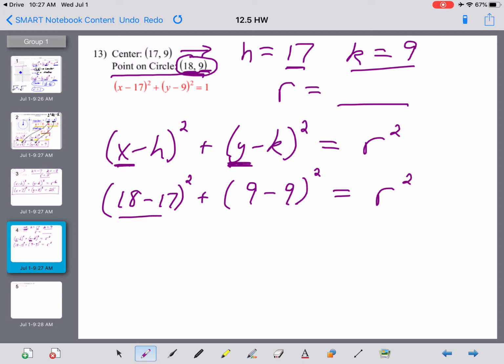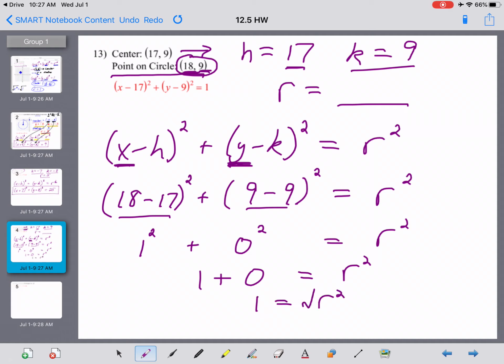The 18 minus 17 is 1 squared, plus the 9 minus 9 is going to be 0 squared. That equals r squared. Usually this will be more interesting, but for now, 1 squared is 1, 0 squared is 0, and that equals r squared. So 1 plus 0 is 1, which equals r squared. And we would now do the square root on the right and the square root on the left, and we'd end up with r is equal to 1.